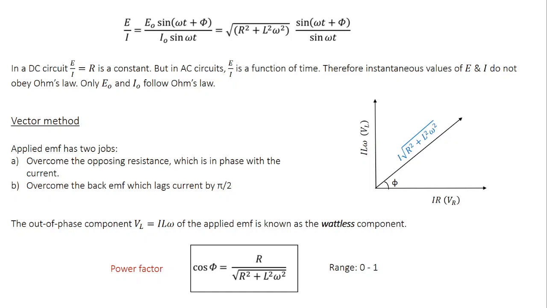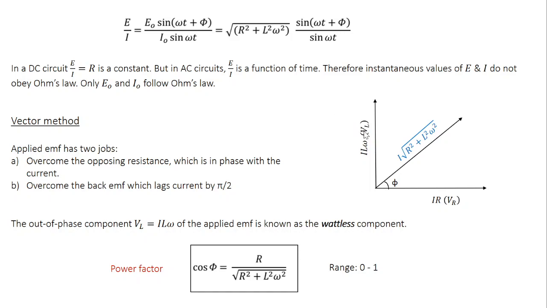You can also represent the phase relation using the vector method. So you have two voltage components here, one associated with the resistance, VR, which is IR, and one associated with the inductor, VL, which is I into L omega. We know that in the case of an ohmic resistor, current and voltage are in phase. So this voltage component is in phase with the current. So you can call this the in phase component. So we are going to take this component as our reference direction.